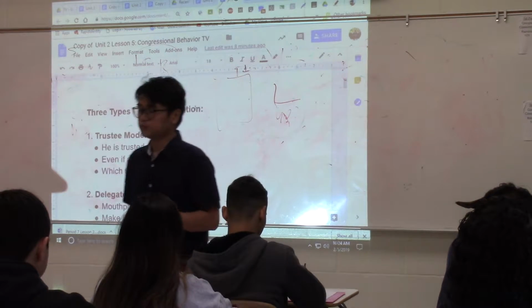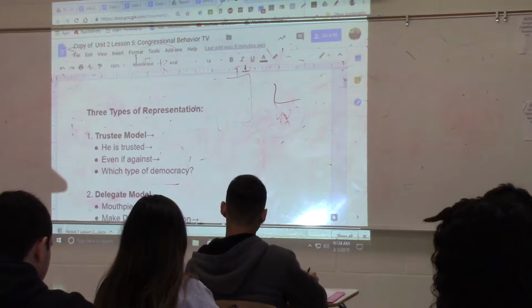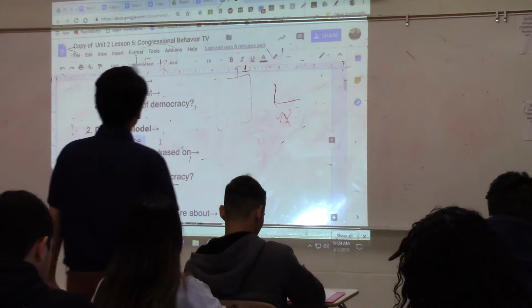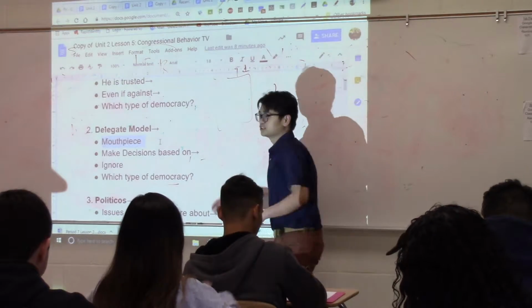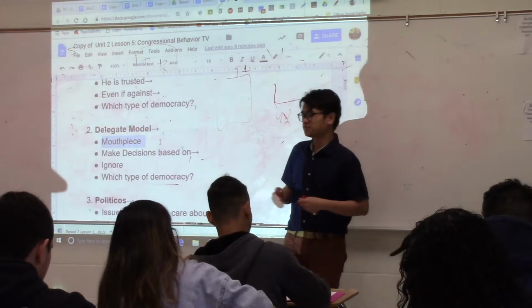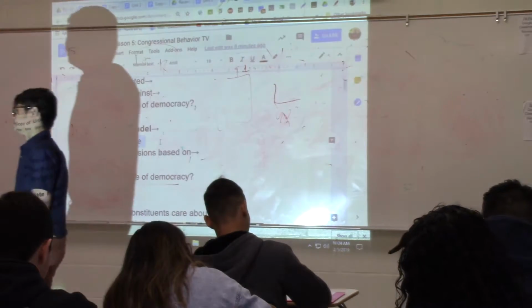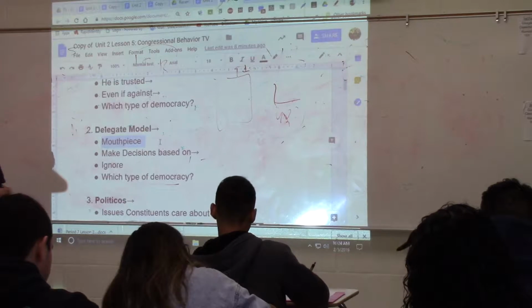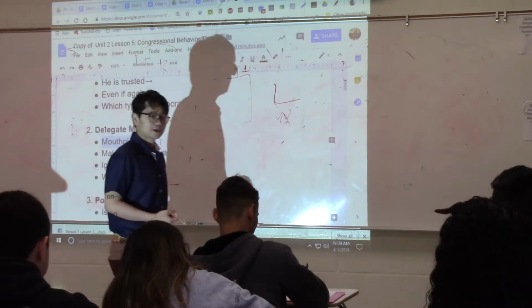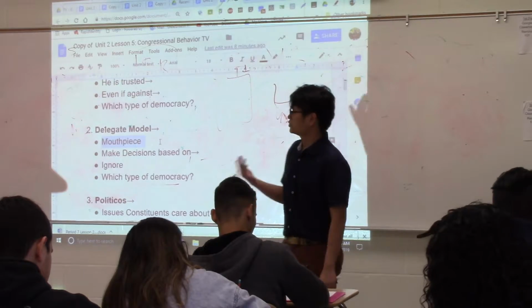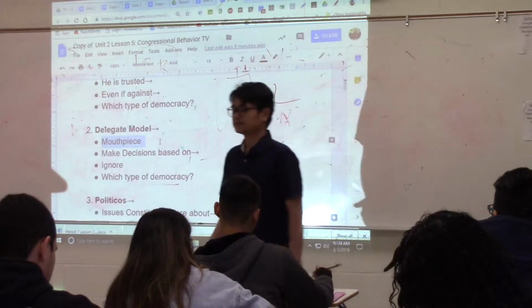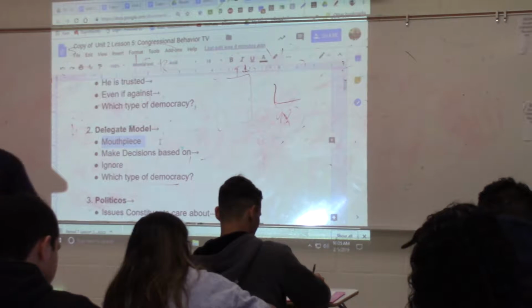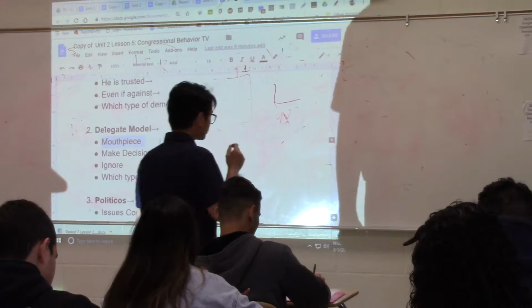The opposite of that would be the delegate model. In the delegate model, you are a puppet. You are a mouthpiece for who? For your constituents. You are there to represent them as best as you can. They hold your strings. The decisions you make are not based on what you believe in, not based on what you think is correct, not based on your values, but based on what your constituency wants. Based on what your district wants or what your state wants. You are merely a puppet for your constituents.